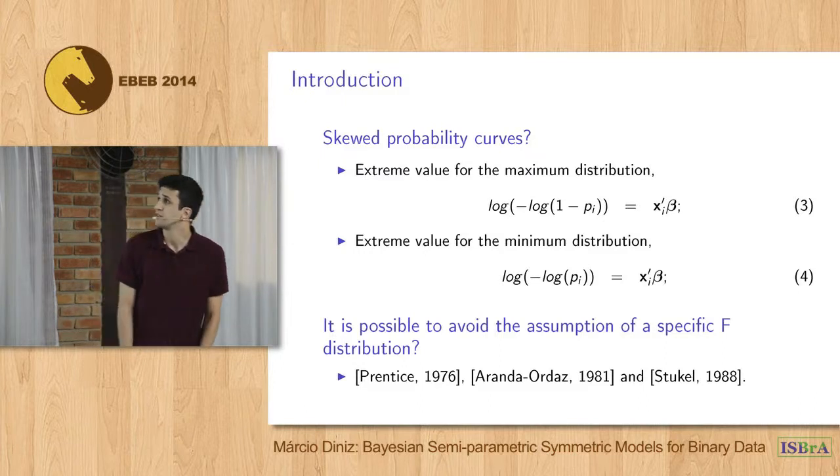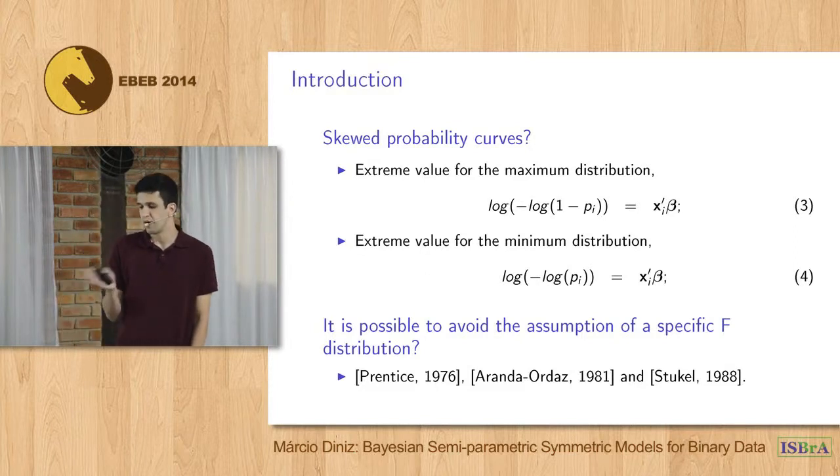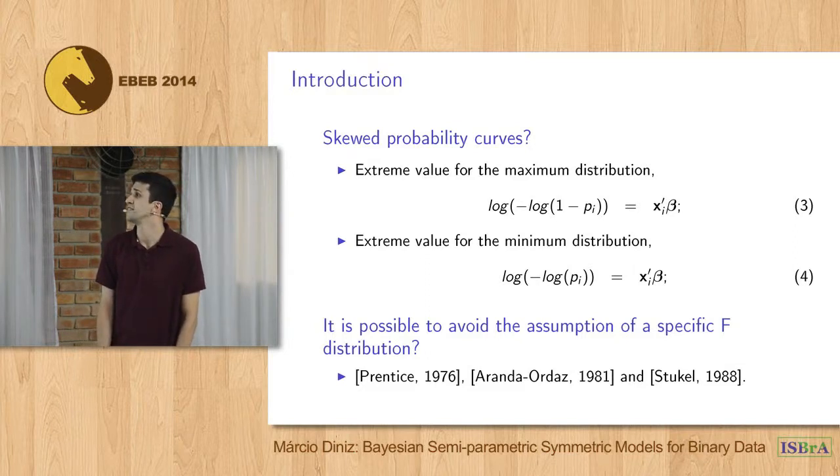But what about skewed probability curves? Real life is full of examples where the assumption of symmetric distributions is not adequate. If you want a right-skewed probability curve, the extreme value distribution for the maximum is an option. If you want a left-skewed probability curve, there is the extreme value distribution for the minimum.